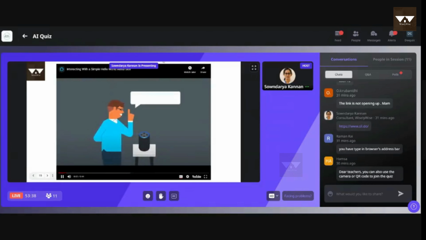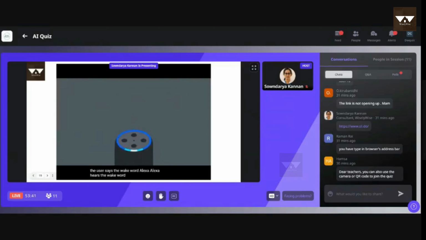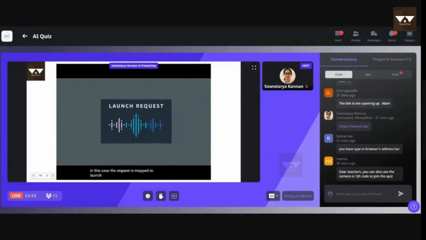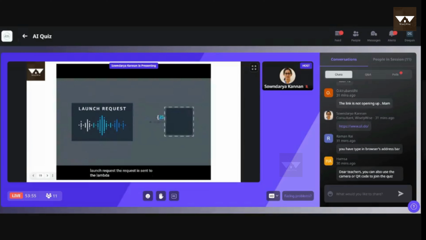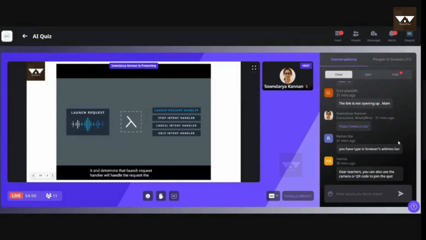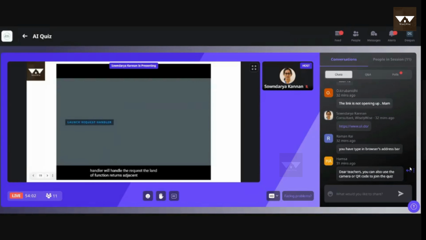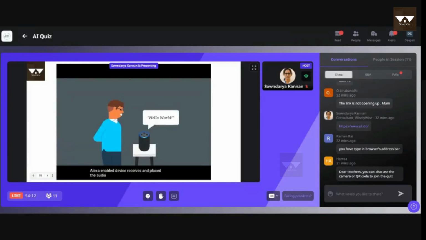The user says the wake word, Alexa. Alexa hears the wake word and listens. Alexa captures the audio and sends it to the Alexa service. The Alexa service uses your interaction model to figure out where to route the request. In this case, the request is mapped to launch request. The request is sent to the Lambda function, which will inspect it and determine that launch request handler will handle the request. The Lambda function returns a JSON response to the Alexa service. The Alexa service receives the JSON response and converts the output text to an audio file. The Alexa-enabled device receives and plays the audio.